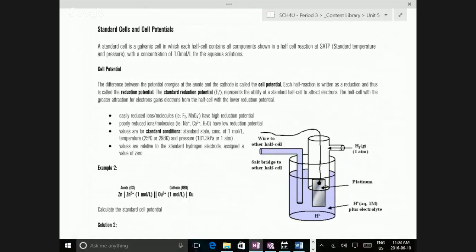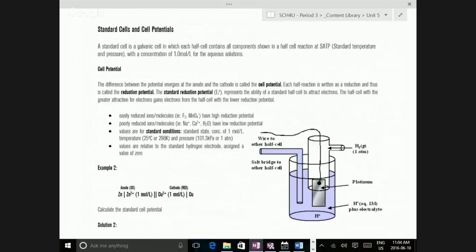So, standard cells and cell potentials. We measure something's electrical ability to do work by measuring its potential, and the unit we use for that is the volt. Remember that? Grade 9 science? Long time ago. So we measure potential difference in volts, and that is the amount of energy those electrons will have on the anode compared to the amount of energy those electrons will have on the cathode.